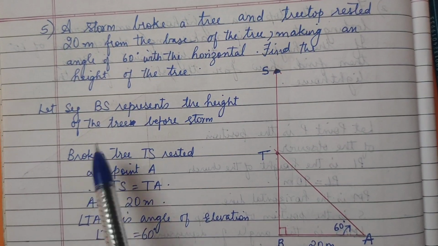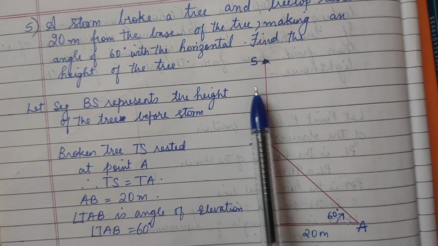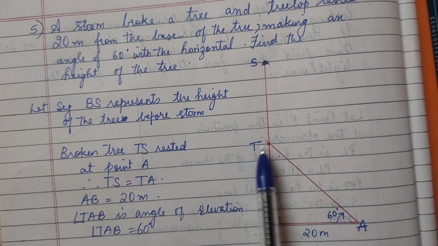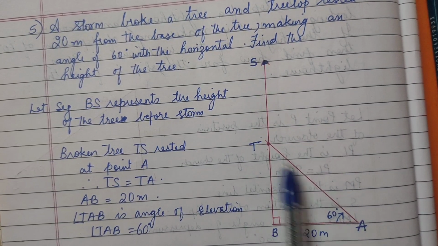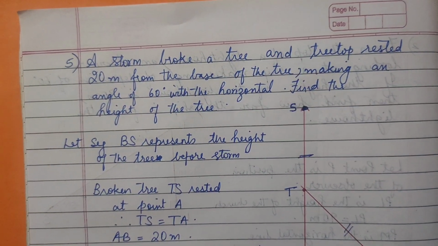So I have written here, this is the whole tree after breaking. After breaking, the ST has fallen down as AT, we consider here. So that's the reason this is equal to this one.